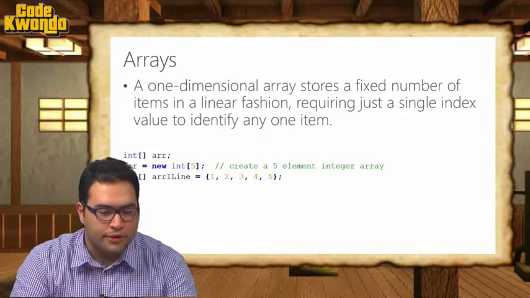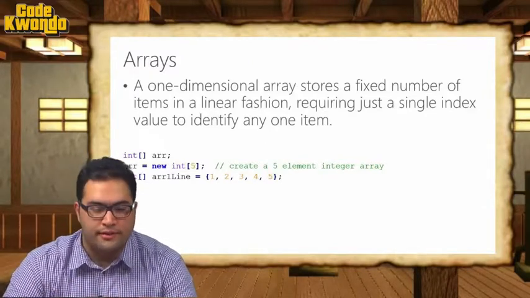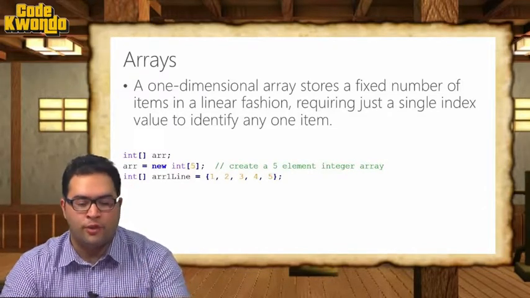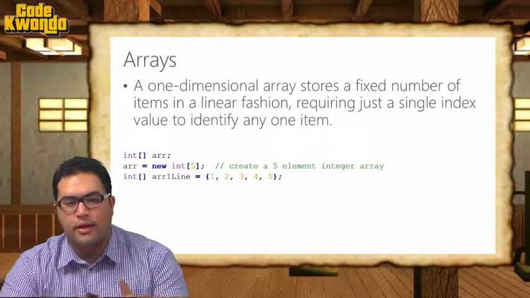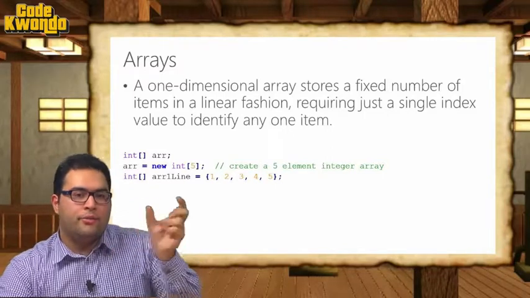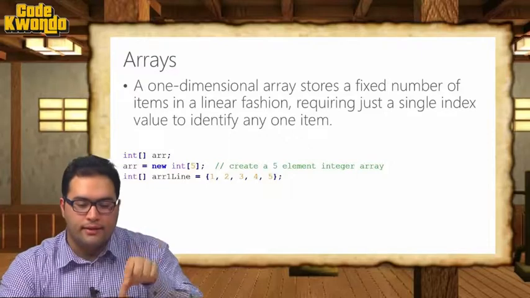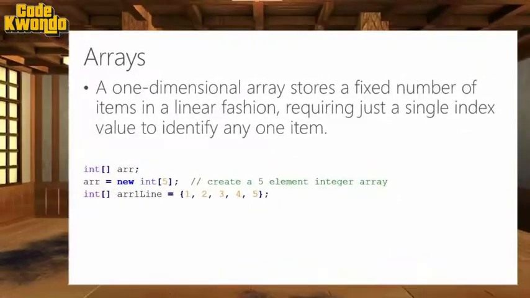Now arrays are very important. A one-dimensional array, as you know, stores a fixed number of items in a linear fashion, and you have one index to be able to identify each one of the elements in the array. In C#, the syntax is a little bit different. We move the square brackets to be right after the data type, so int square brackets. And when you instantiate it, you do new int and you give it a size. Now, of course, you don't have to give it a size. You can just make it equal to a fixed array. And that's what I do in the third line on the screen.